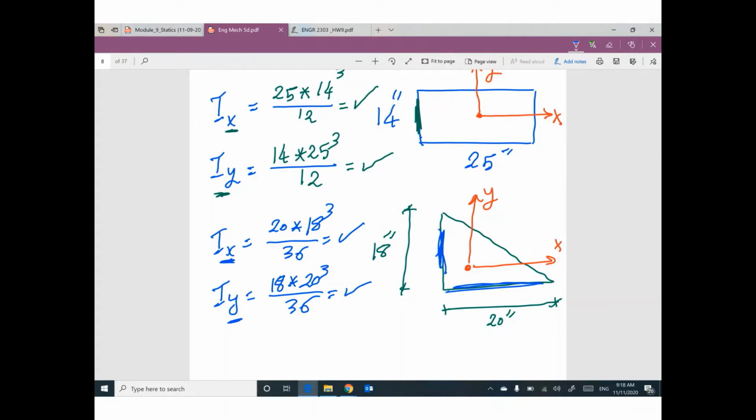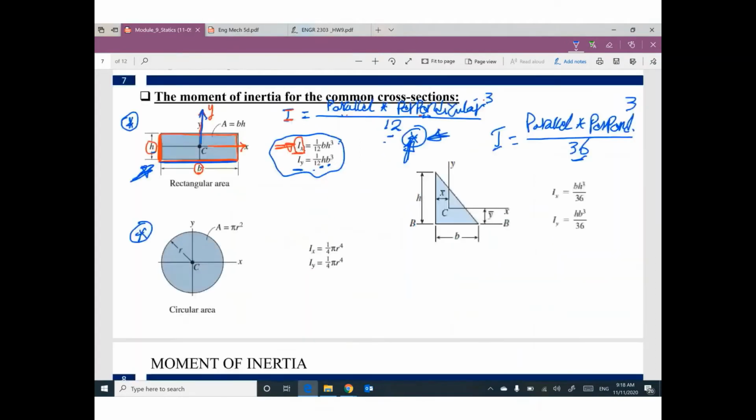It's very easy. I'm trying to help you to understand and to remember it all the time. So keep this and this one in your mind. Don't try to use b h cube over 12 or h b cube. It can confuse you a little bit. But parallel to your axis, times perpendicular to this axis cube over 12 is easier.